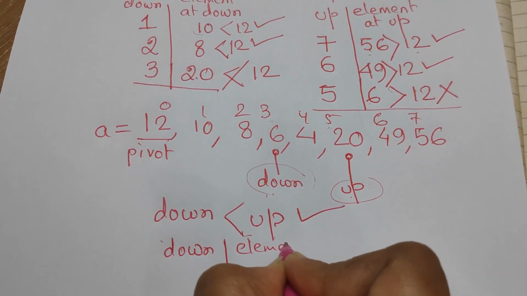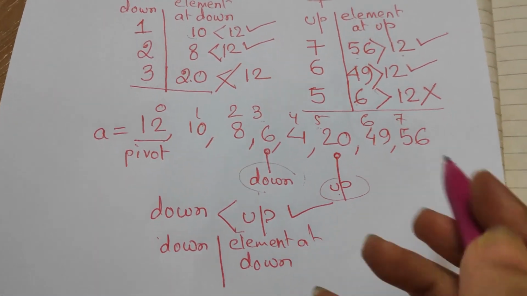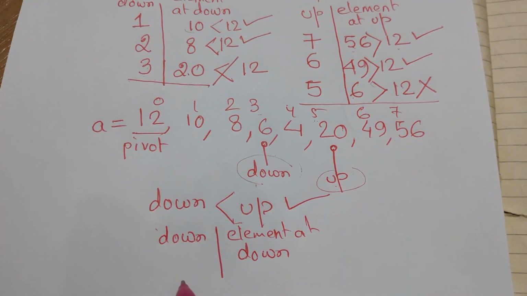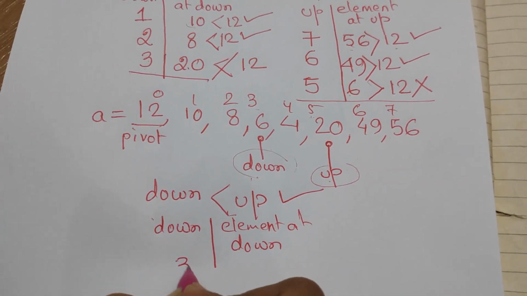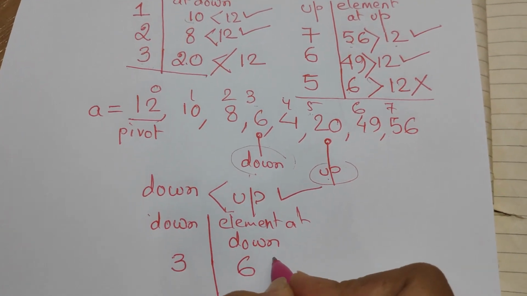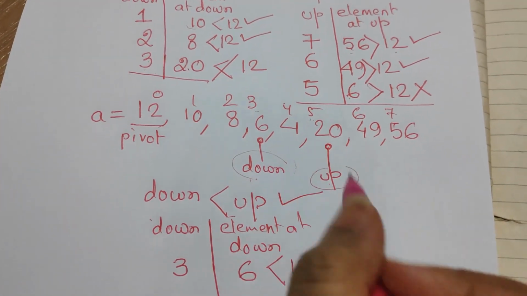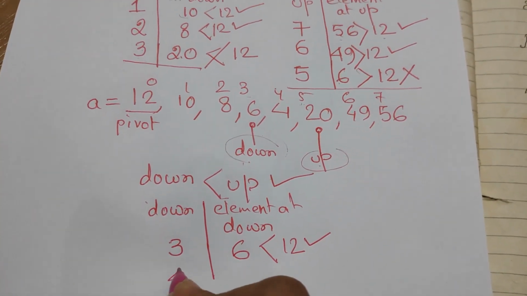Element at down. So what would we do? What is the value of down? Value of down is 3. What is the element at 3? 6. 6 lesser than 12 is correct. So again we will move forward. So down will become 4.